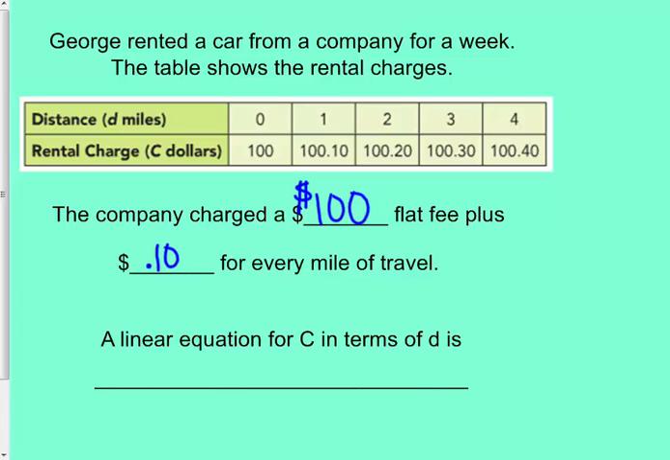So the linear equation for C, the cost, would be $100. You get charged no matter what, plus 10 cents per each mile that they're calling D for distance D. So I'm going to put the 10 cents times the distance D plus the flat fee of $100 second. I'm going to write it in that format. The total cost would be 10 cents a mile plus the $100 flat fee.